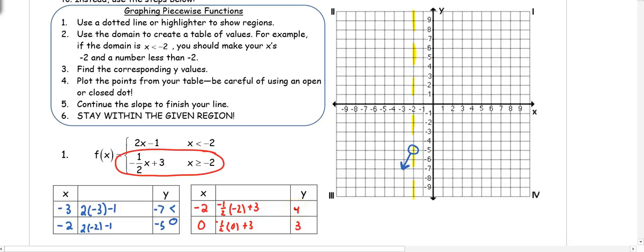At -2, that's part of the domain, so it's got a bar underneath the inequality, it gets a closed dot. And at 0, 3, it's not part of the domain, but this is a greater than, so we're going to want an arrow to the right. So we're going to go to -2, 4, put a closed dot. I'm going to go to 0, 3, put a little dot so I can connect them, and draw my arrow.